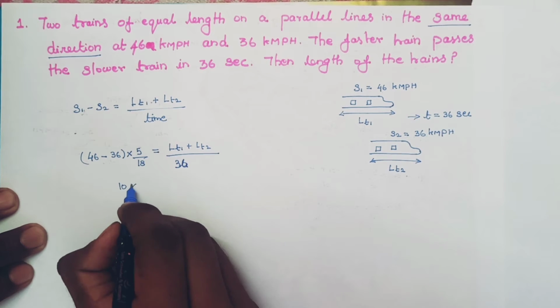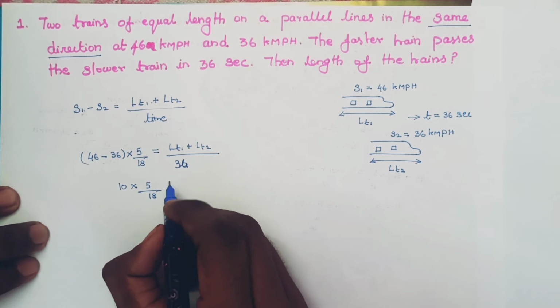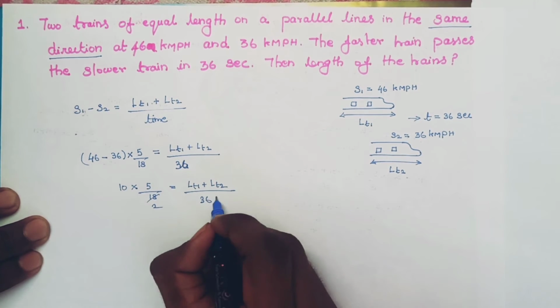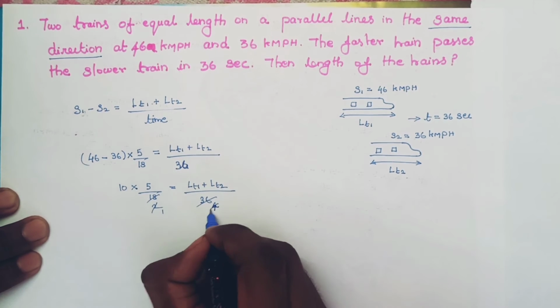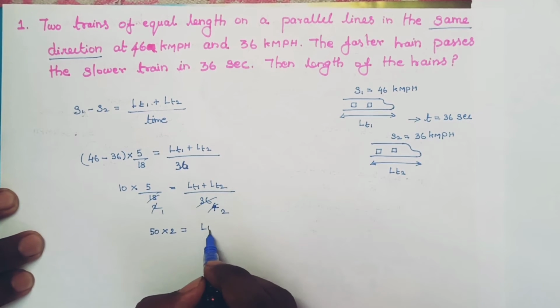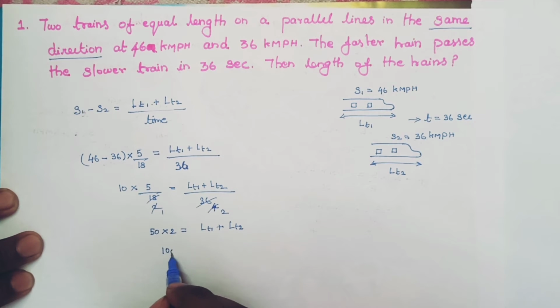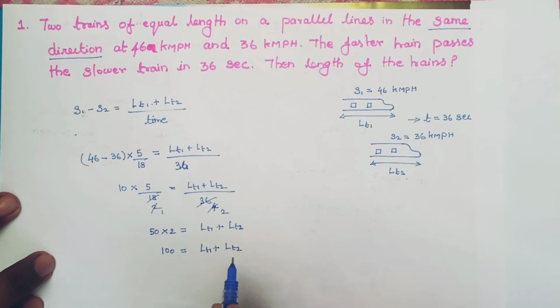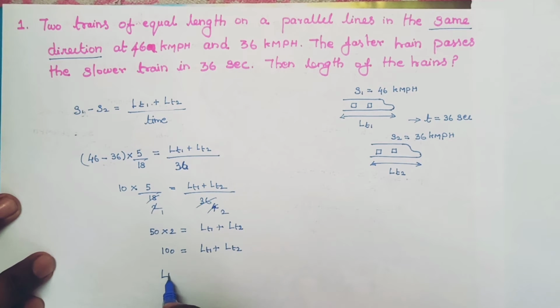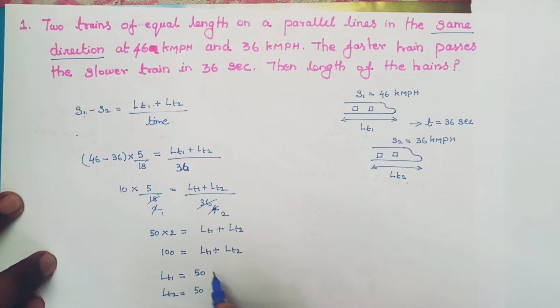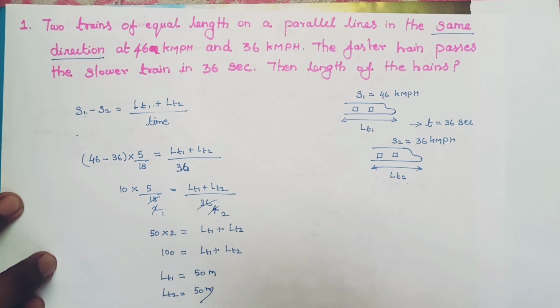So 46 minus 36 was 10, into 5 by 18, equal to LT1 plus LT2 divided by 36. 2 nines are 18, 4 nines are 36, 1 twos are 2, 2 twos are 4, and 10 fives are 50. 50 into 2 is 100, that is equal to LT1 plus LT2. So the length of the two trains is 100, and the length of one train is 50 meter. We have found the length of the two trains, that is 100 meter.